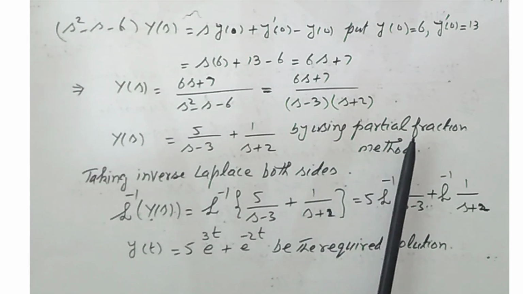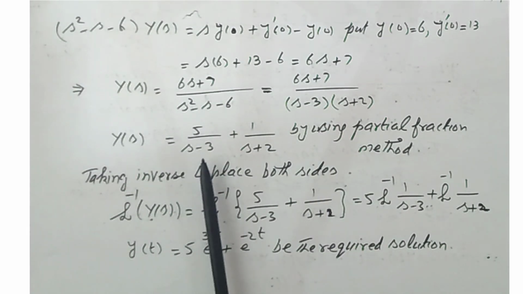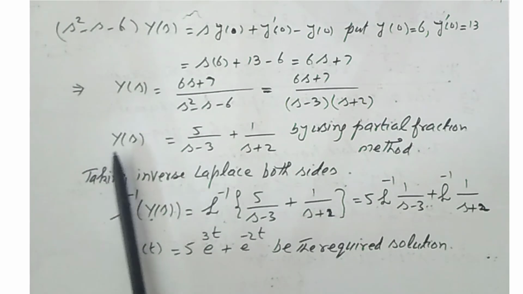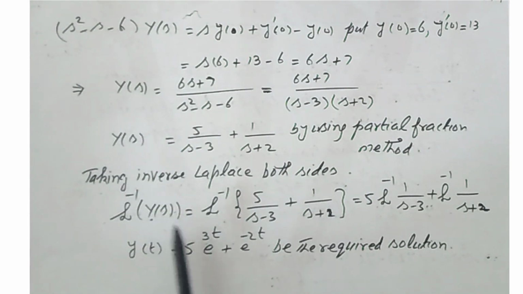Now again by using the partial fraction method, this fraction becomes 5 over s minus 3 plus 1 over s plus 2. Now we take the inverse Laplace on both sides. Laplace inverse of Y of s equals 5 into Laplace inverse of 1 over s minus 3 plus Laplace inverse of 1 over s plus 2. Now using the formula, this term becomes e to the 3t, and this becomes e to the minus 2t. So y of t equals 5 e to the 3t plus e to the minus 2t, the required solution of this differential equation.